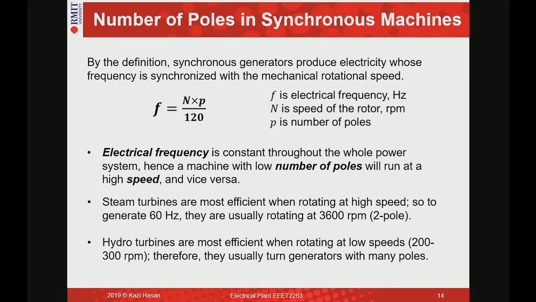On the other hand, hydro turbines are efficient when rotating at low speeds. If anyone does a mechanical engineering course, they have at least 2-3 courses on turbine design, on how you really design a turbine. So hydro turbines are most efficient when rotating at low speed. If it is rotating at low speed, then the number of poles has to be more. Therefore they usually have many poles in hydro turbines or this type of power system.